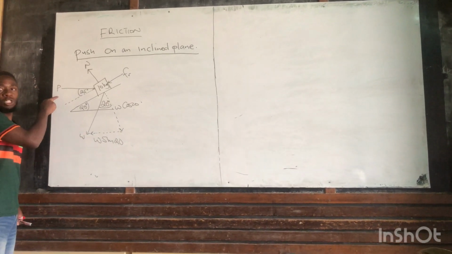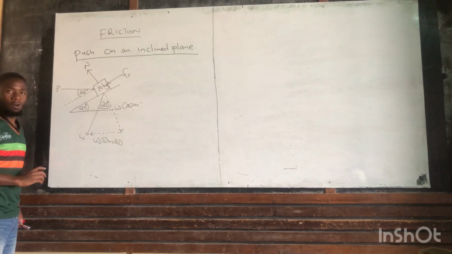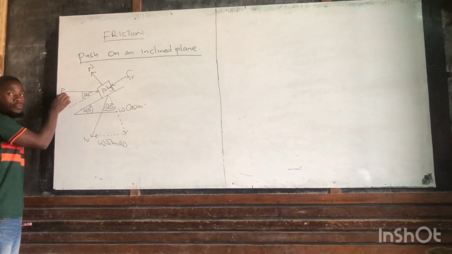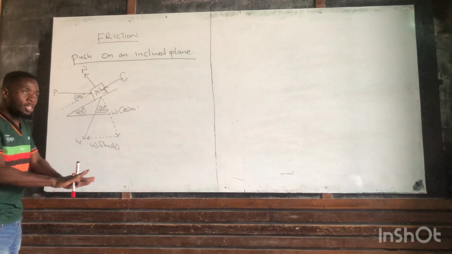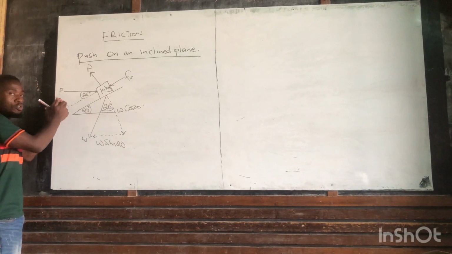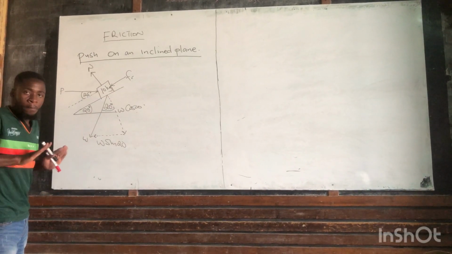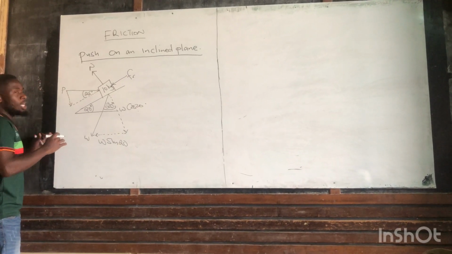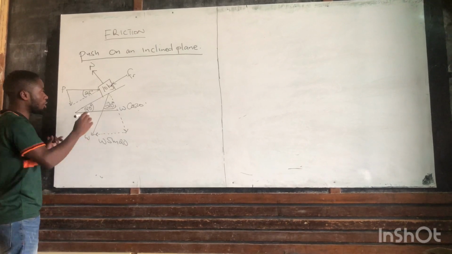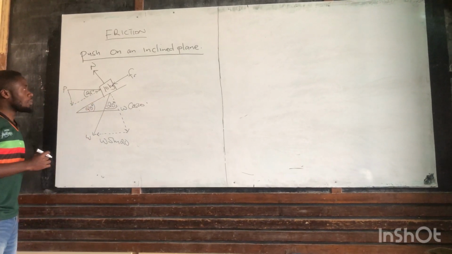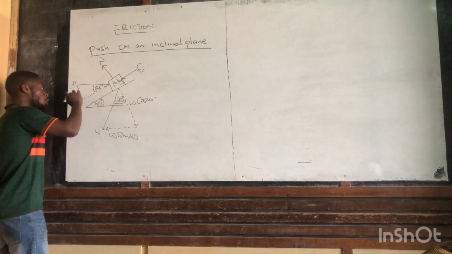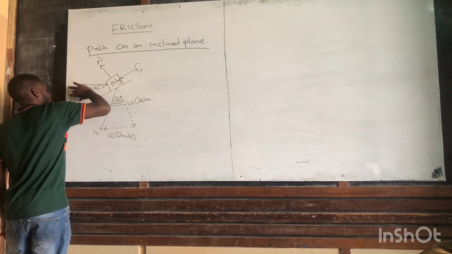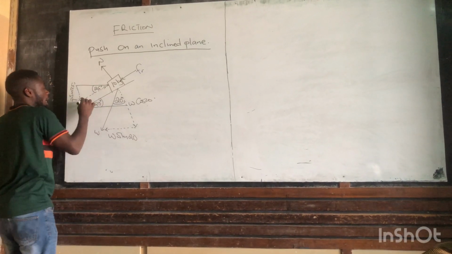But don't forget here, force P is given at an angle, so there is a vertical and a horizontal component for P. Because you are pushing like this, the vertical component will face down, because your effort is going down. The other one goes towards your push. The side opposite to the angle is always sine, so this one will be P sine 25, and this one P cos 25.